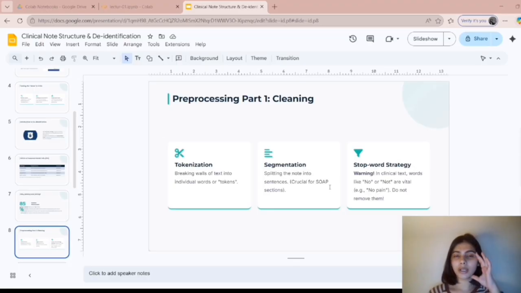You're going to be like, God, why? What does this word mean? You just have the pain. It's not delivering any meaning. So in clinical text, to deliver the whole meaning of what the patient is trying to say, what your observations are, or what records you have, you are not supposed to remove the no or not. Okay, so we do not remove them.